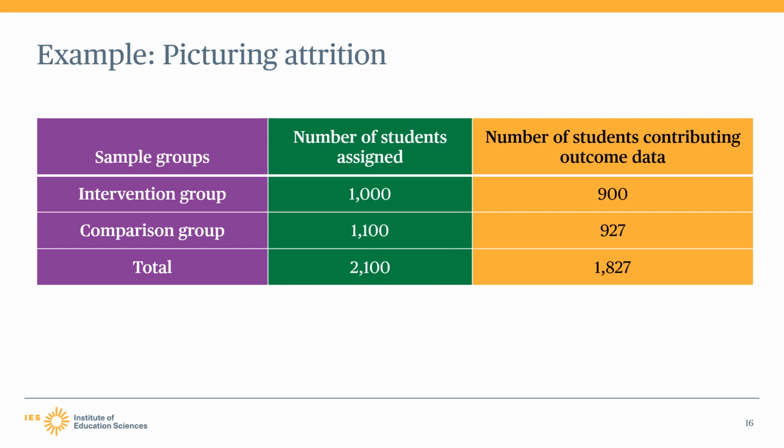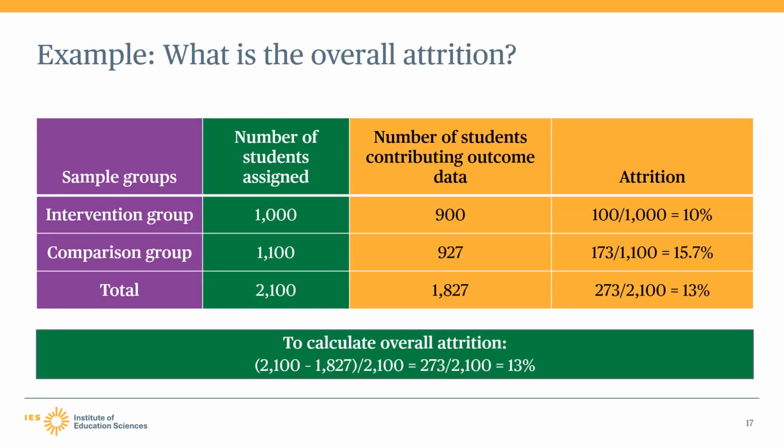The total sample size at the time of random assignment is therefore 2,100 students. This includes the 1,000 intervention group students plus the 1,100 comparison group students. The total number of students with observed post-test data is 1,827. This includes the 900 intervention group students plus the 927 comparison group students. To calculate overall attrition, we will need 2 quantities: the total size of the randomly assigned sample and the total number of sample members with observed data. We then take the difference of these 2 totals to calculate the total number of students without observed data.